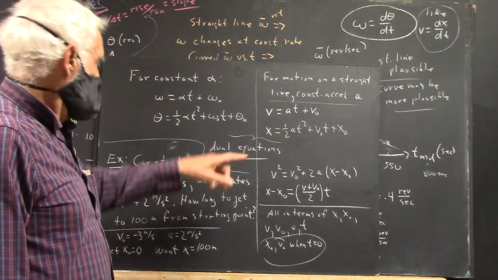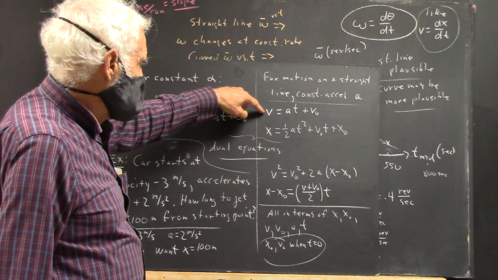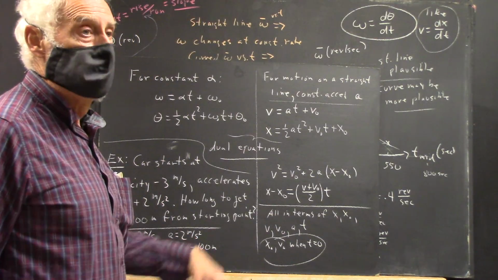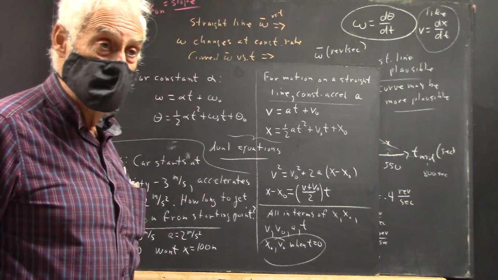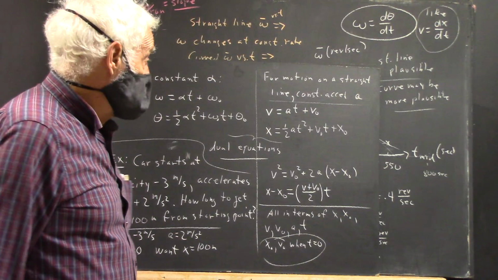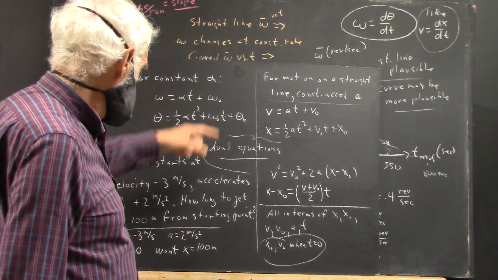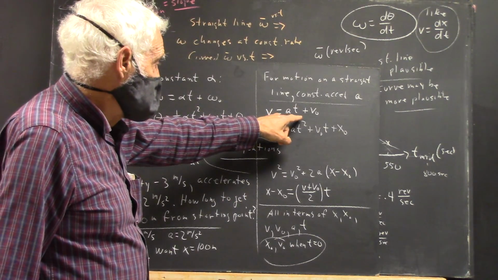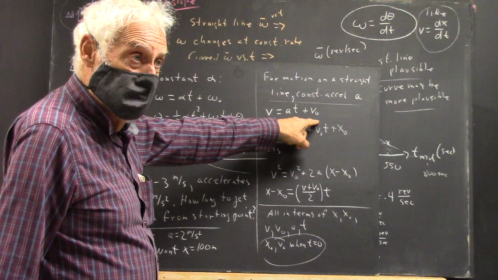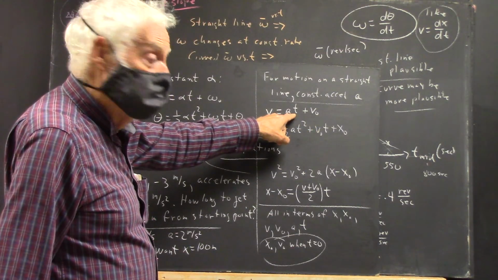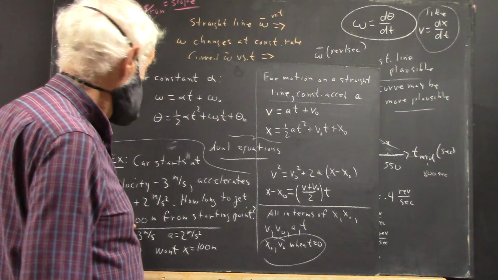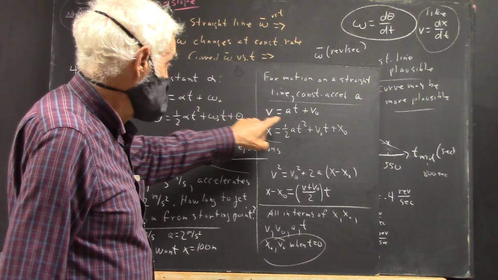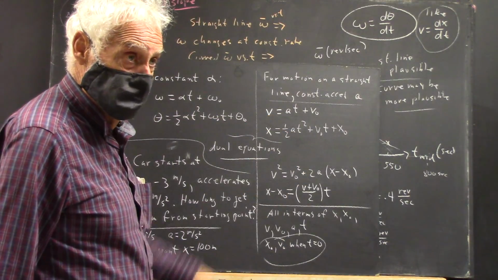Well, let's see. This equation has v, and we don't want to know anything about v. Maybe we do, but the question didn't ask anything about v. Now, if we wanted to find v, we would need to know acceleration, time, and v naught, right? And we don't know the time when this thing is going to reach 100 meters. So this equation is not going to help us. We don't know v, we don't know t.